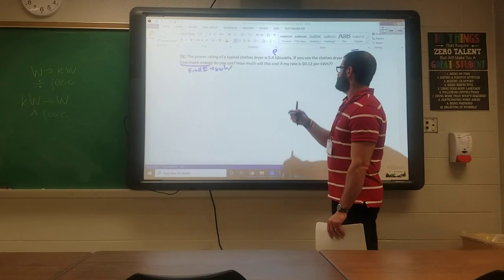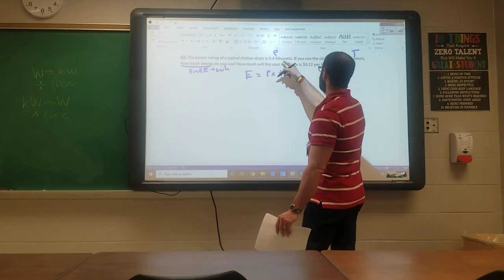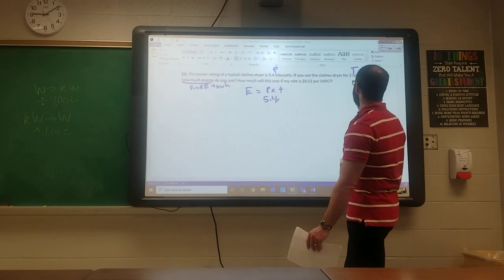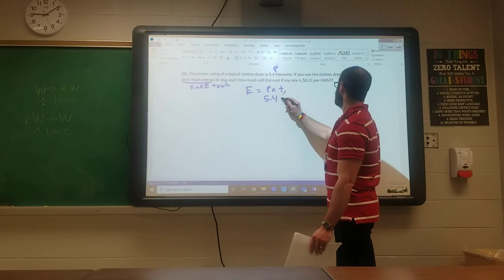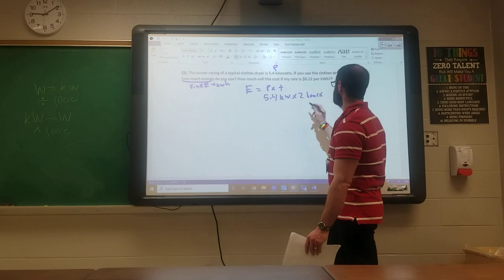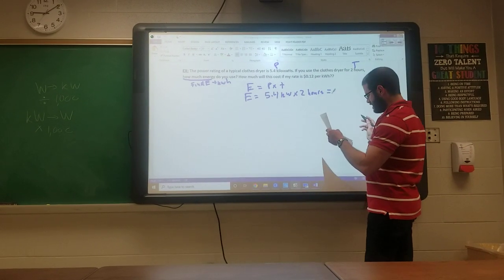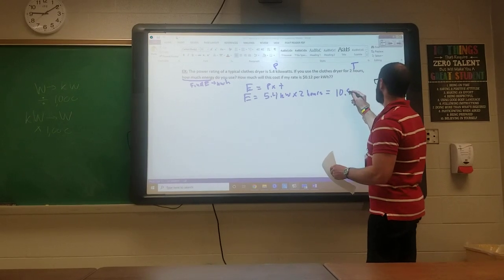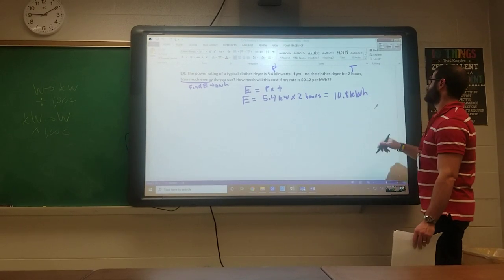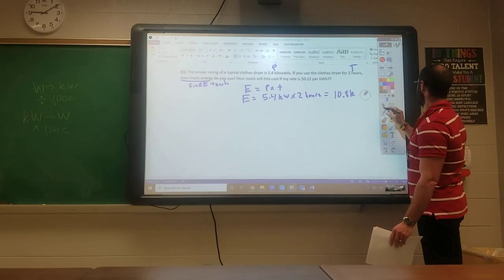So, first part, let's just start with energy equals power times time. Okay. Power, it's already in the correct unit, so I can just put in 5.4. T, that's time, because I got 5.4 kilowatts times 2 hours. And remember, that gives us kilowatt hours. So that gives us 10.8 kilowatt hours. Okay, so that would be how much energy is used by that dryer.